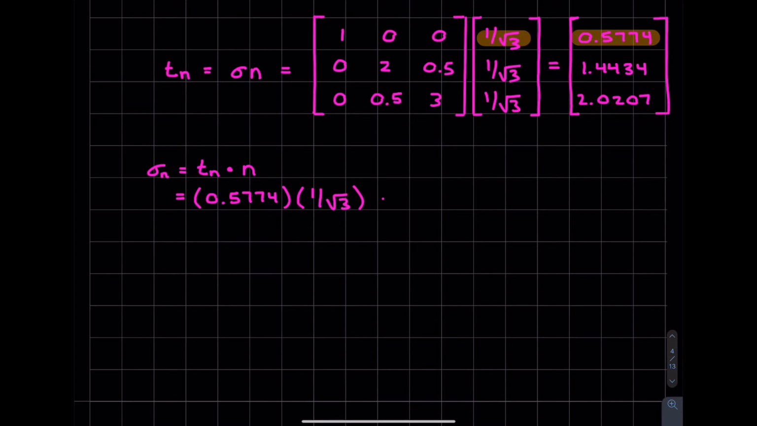Perfect. And then I add this to the second components multiplied by each other. So if I look at my traction vector, the second component is 1.4434 multiplied by the second component of the normal vector, which again is 1 over root 3. And as you guys will see, they're all 1 over root 3. And we add this to the third components multiplied by each other. So the third component of the traction vector is 2.0207, and we multiply this by the third component of the normal vector, which again is 1 over root 3.